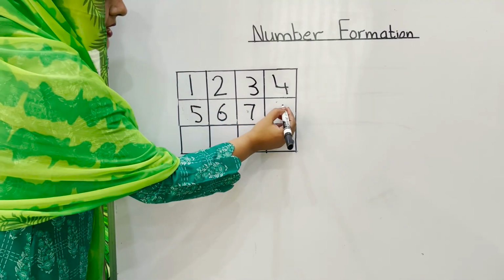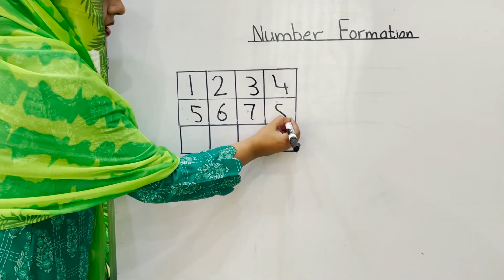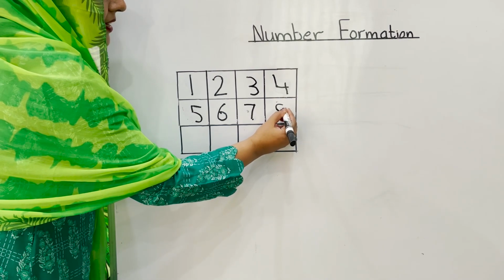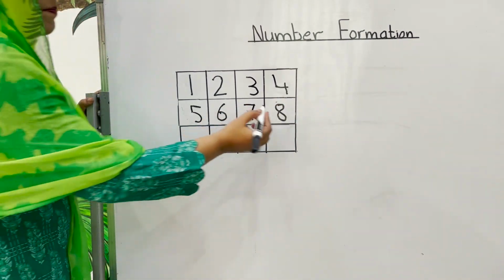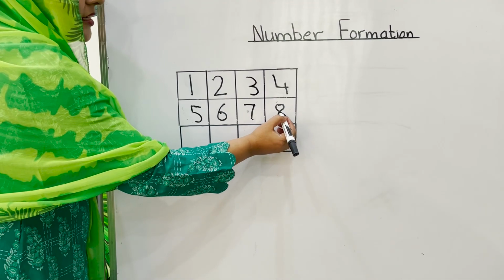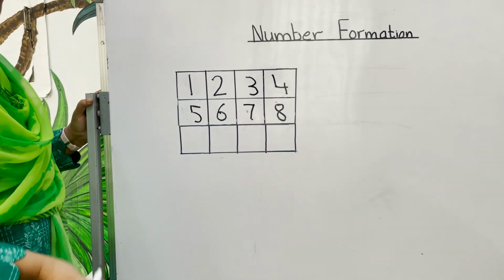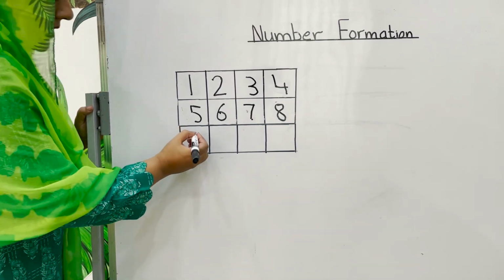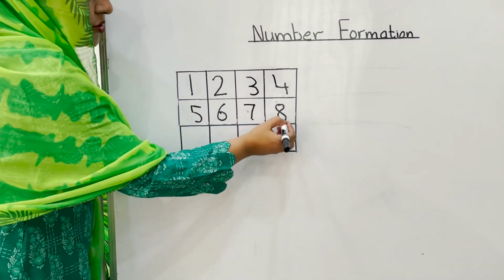Okay, for 8, make S, go back, don't wait, that's the way to make number 8. Make S, go back, don't wait, that's the way to make number 8. Okay, for number 9, here you can give 3 dots to the child.